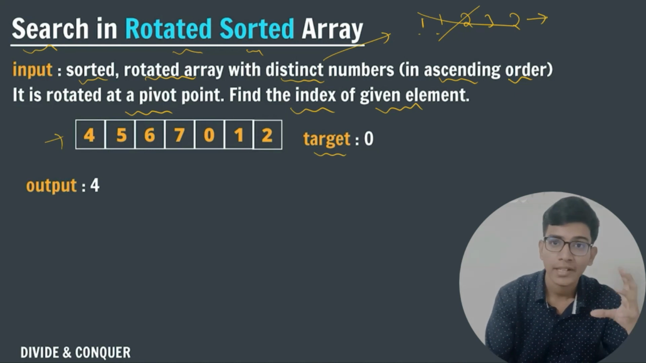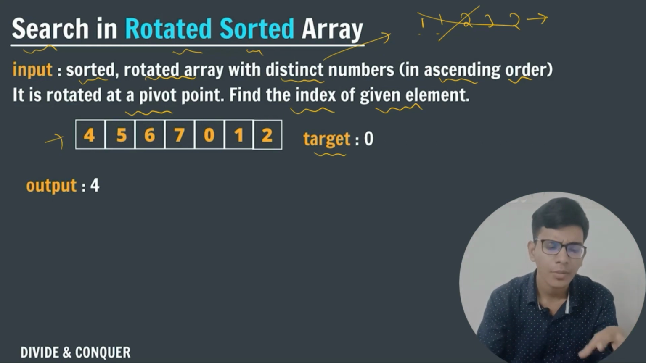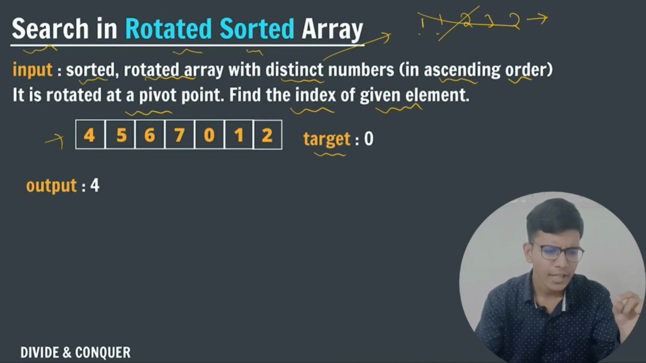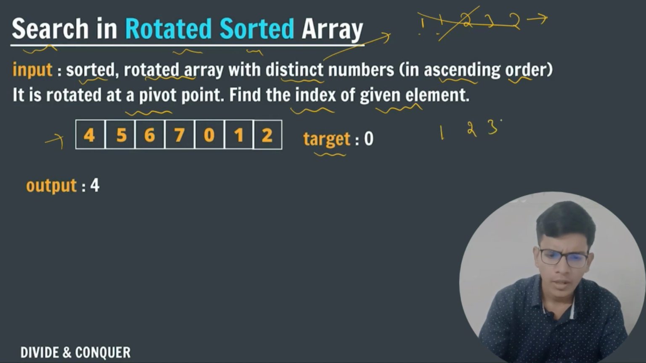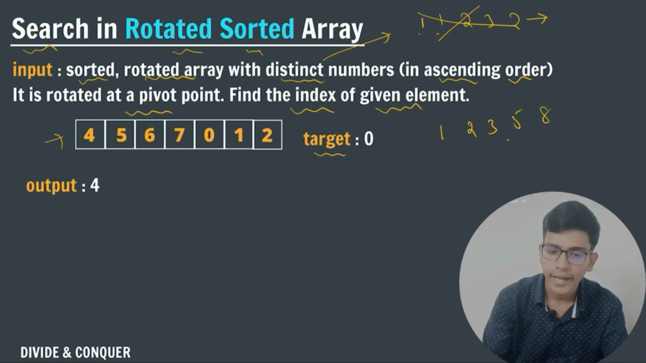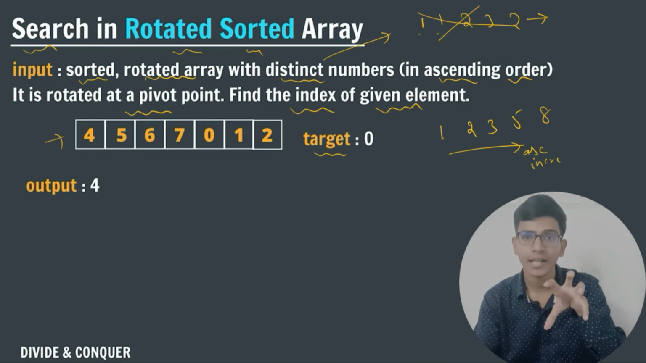I hope you are getting it, because what is meant by rotation, or by rotating around a pivot point? To understand that, let us take an example where the elements of the array are 1 2 3 5 8. This is a sorted array in ascending order, in increasing fashion. So what is the meaning of rotation about a particular pivot?